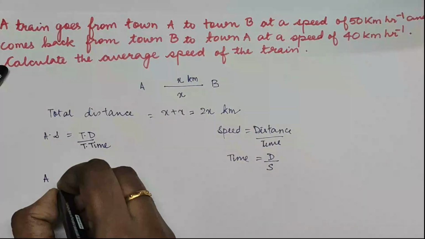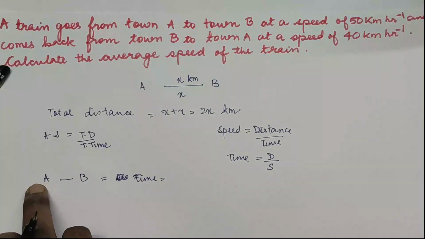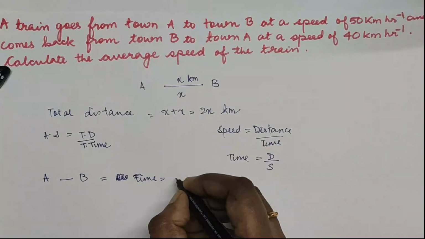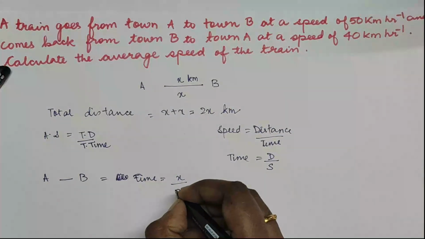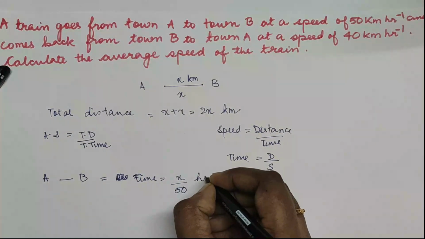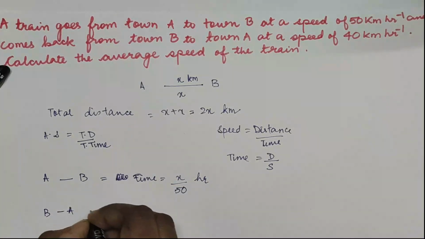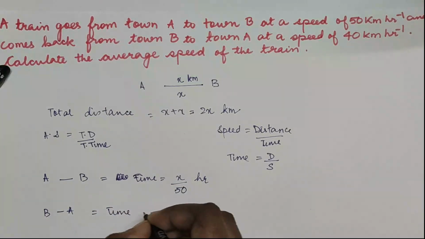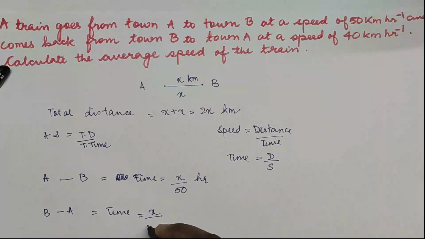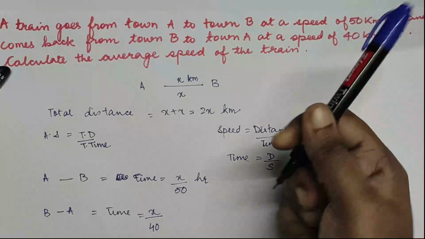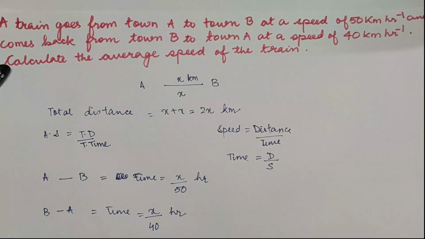So when going from A to B, I can calculate the time for the train going from A to B by this formula: distance is x, and for A to B the speed was 50, so I divide by 50. I'll get x by 50 hours. And for B to A, the distance is again x, because it is coming back the same distance, divided by 40, as given in the question, so it is x by 40 hours.